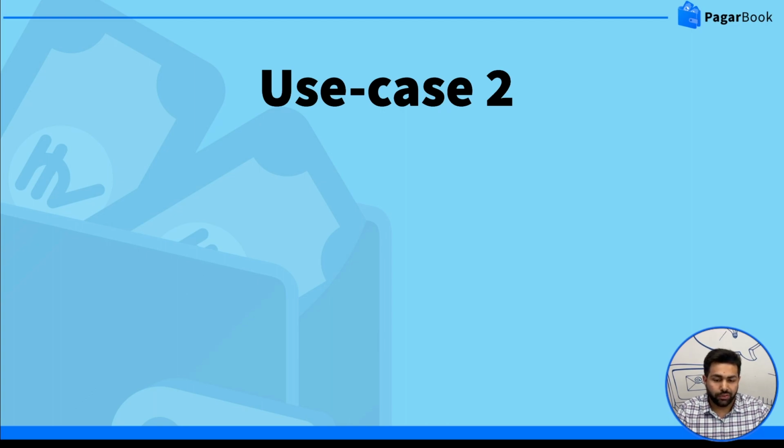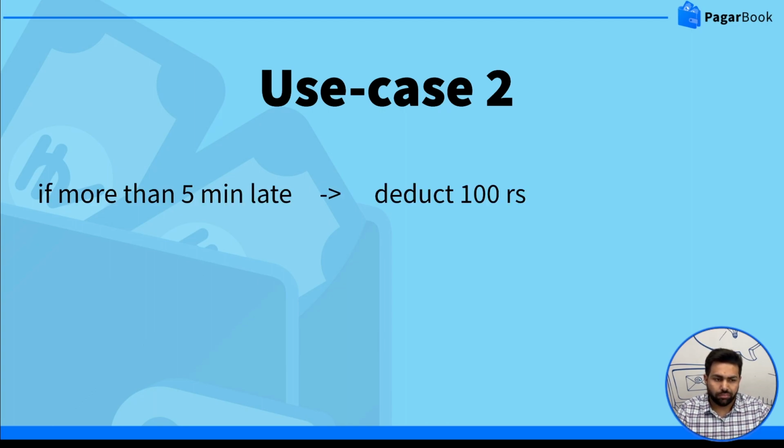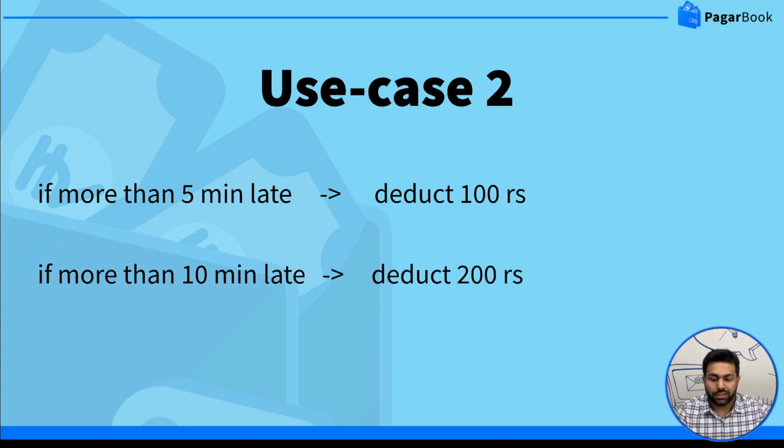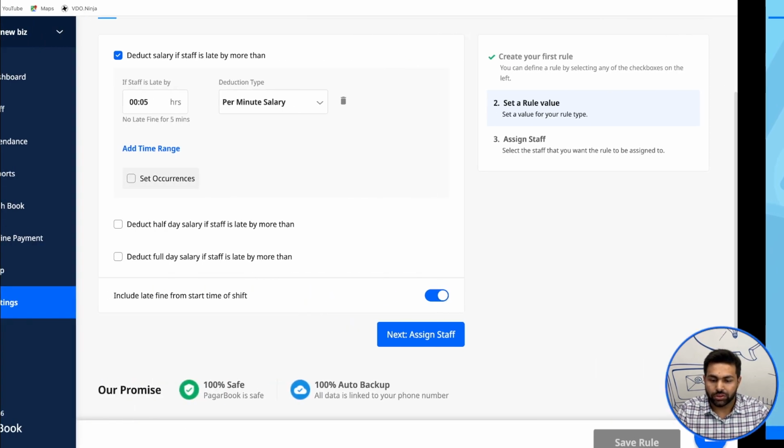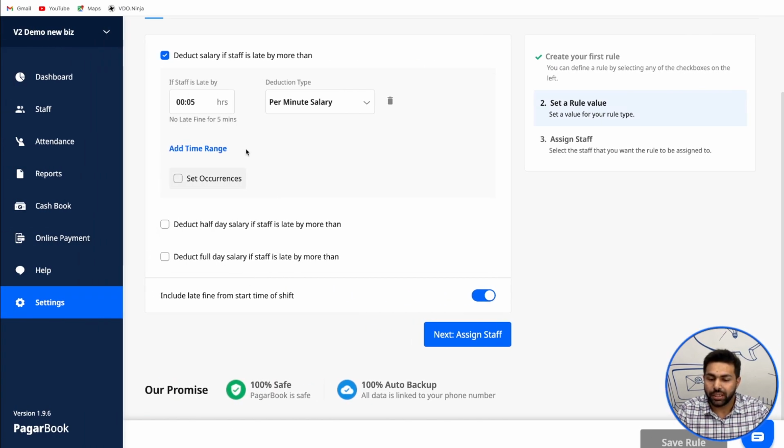With this we also have use case 2. Before setting a rule, let's understand what use case 2 we are trying to solve here. Many employers want, if staff is more than 5 minutes late, deduct 100 rupees. If staff is more than 10 minutes late, deduct 200 rupees. And if more than 15 minutes late, deduct 300 rupees. So here we can see there is a time range, where the owner wants to define a time range. So this can also be selected.